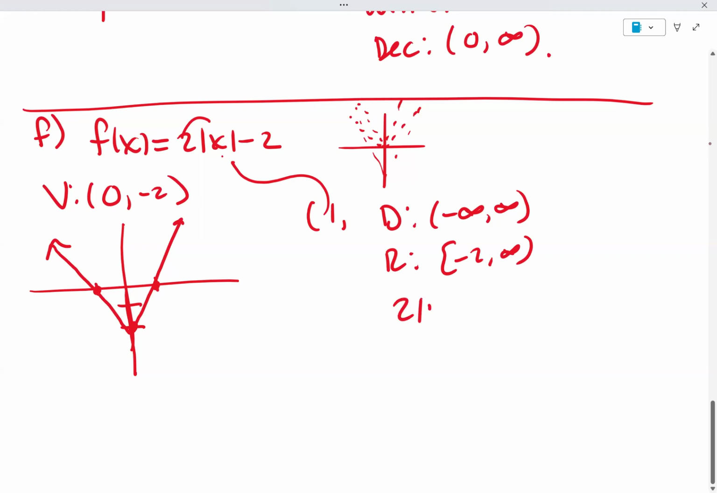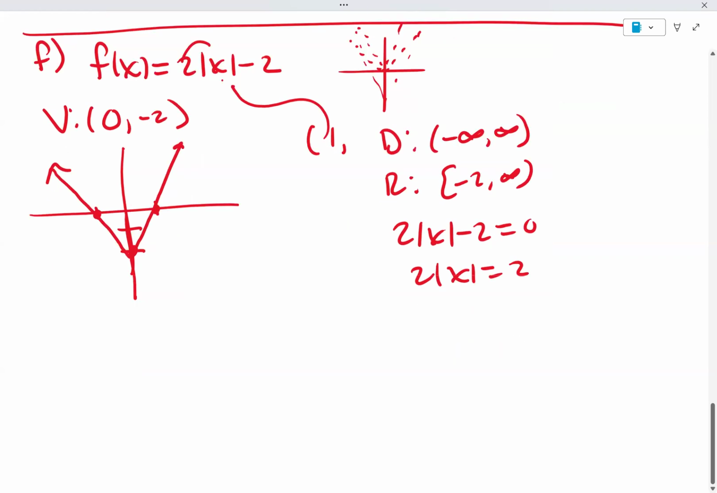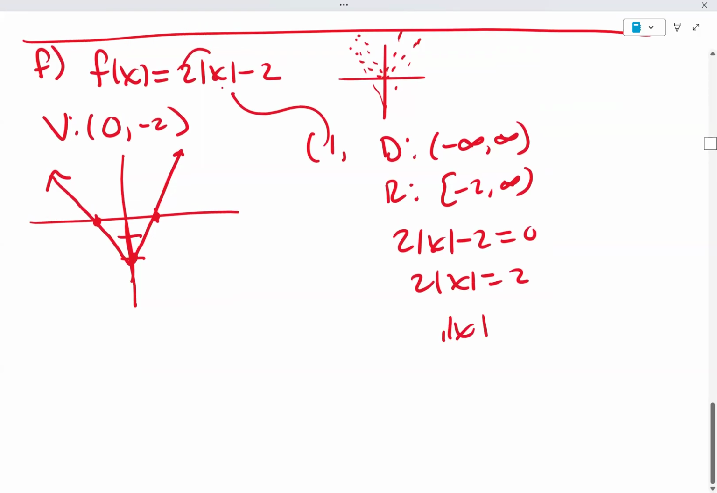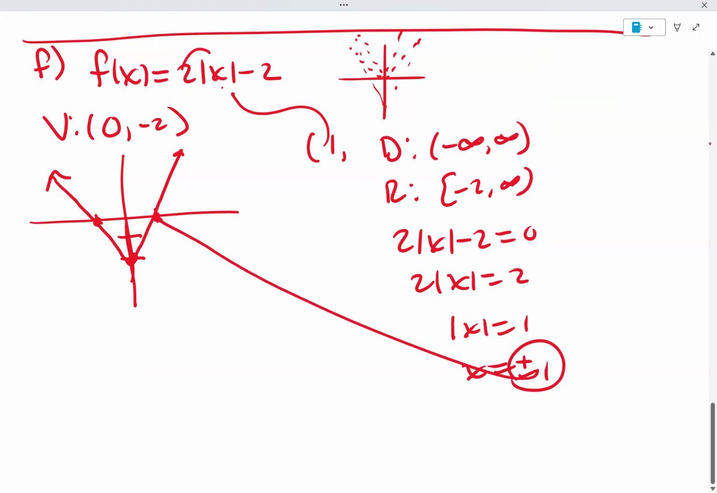The zeros, well, that's pretty obvious, but algebraically, just to practice your algebra, add 2, divide by 2, and then x equals plus or minus 1. And notice, that's where those zeros hit, those x-intercepts.